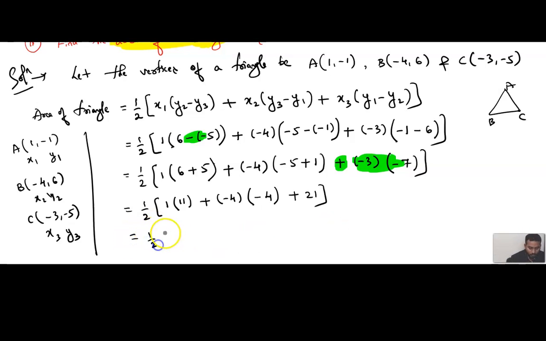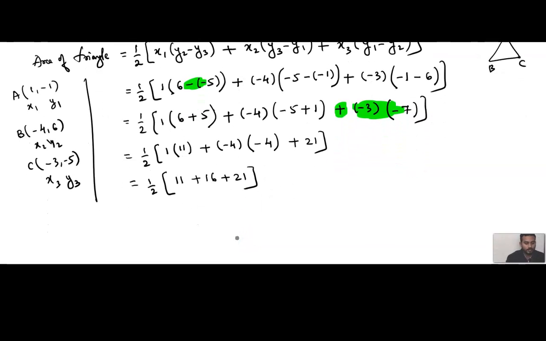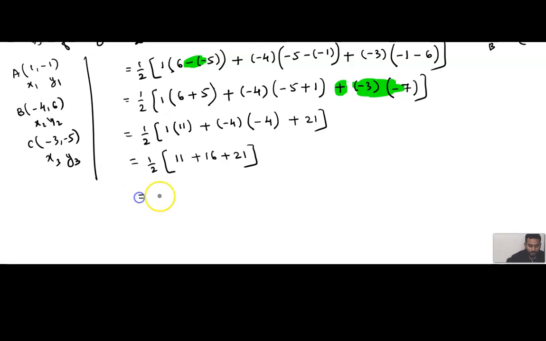Now half into 1 into 11 is 11. Again minus into minus, plus. Plus into plus, plus. 4 fours are 16. Then again plus 21. Is this clear? The steps are clear? Very good. Half into 11 plus 16 plus 21.